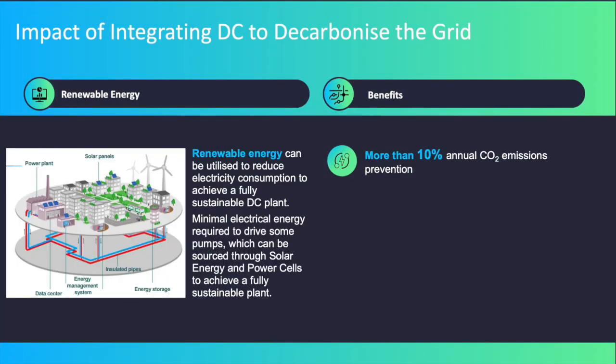One last consideration on the integration of renewable energy in the system. The coupling of district cooling, thermal energy storage, and renewable energies is a very successful way of making district cooling more sustainable and more efficient, with minimal electrical energy required to drive pumps for geothermal, for example, or introducing solar energy in the system. It will allow us to achieve a fully sustainable plant with many important benefits and savings in electricity and carbon footprint.